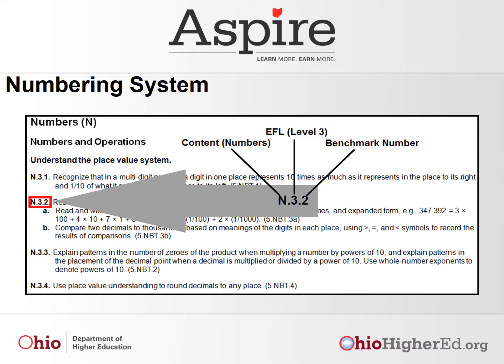To minimize the change to programs and instructors, the Ohio ASPIRE Content Standards Development Team organized the CCR standards similar to the way the old Ohio ABE/ASE standards were organized. Here's the numbering system for the new standards. Like the old system, it begins with the letter for the content area, followed by the National Reporting System's educational functioning level, and a final number that indicates the benchmark.